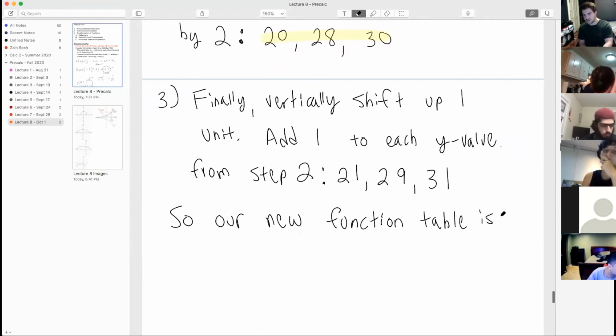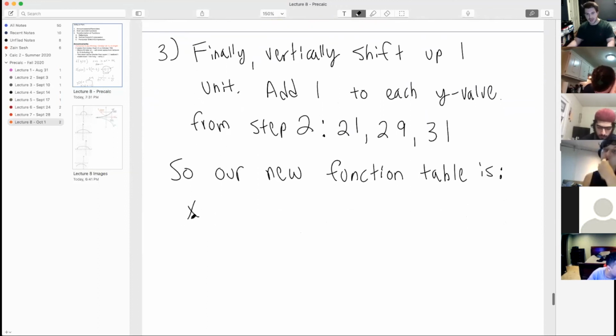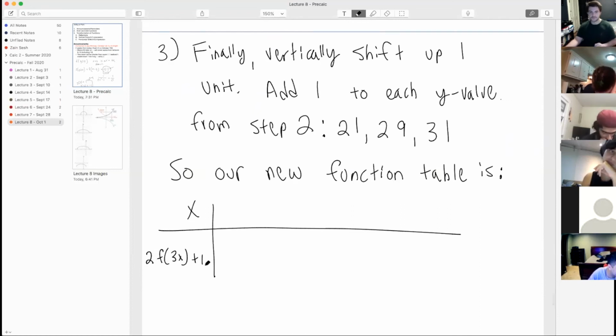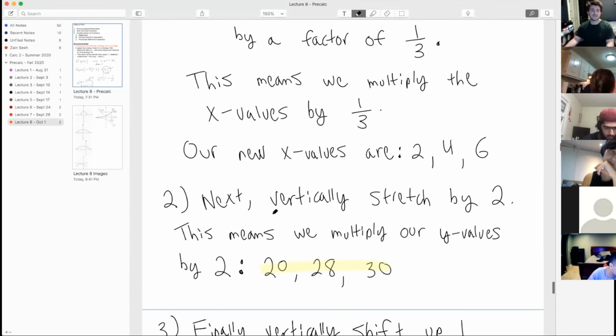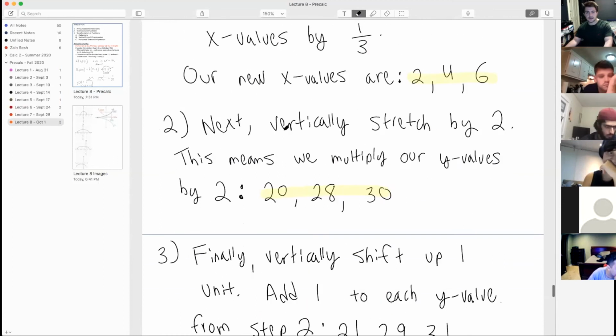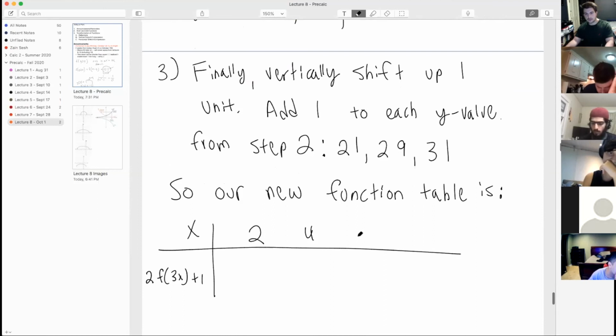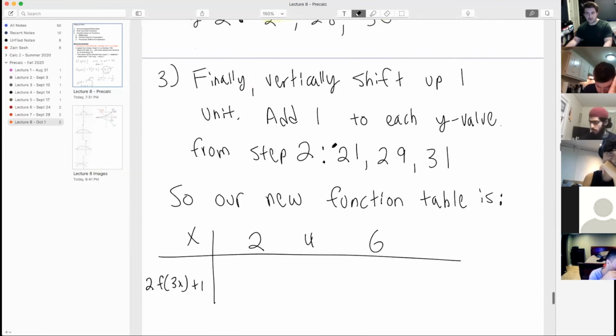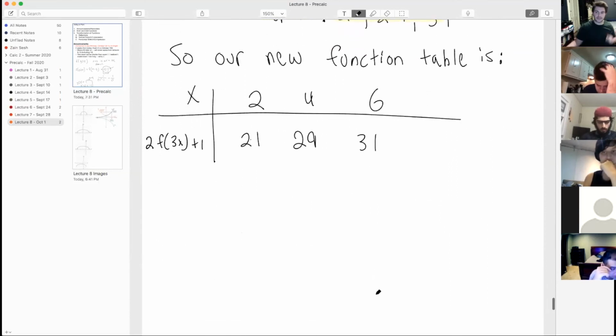So our new function table is as follows. I have x, and this will be 2f of 3x plus 1. All right, so what are our x values? Well, that was from step 1. We need to go and call upon these guys, 2, 4, 6. And our last y values were these guys. So 21, 29, 31. And that is it.